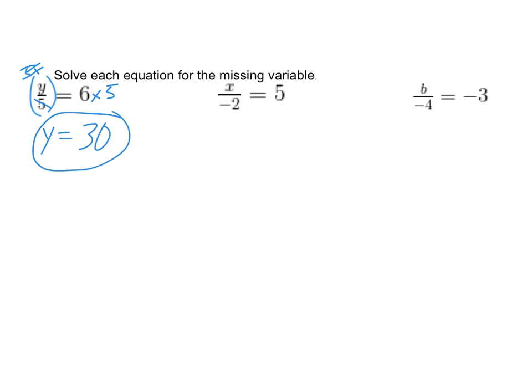The middle one, x divided by -2 equals 5. Again, to get rid of this -2, I need to multiply by -2. And if I multiply on the left, I have to multiply on the right as well. The -2s will cancel, leaving just x. And on the right, 5 times -2, if I type that in, I would get -10. So I get x equals -10. Pause the video, solve the last one on your own, and then hit play and see how you did.